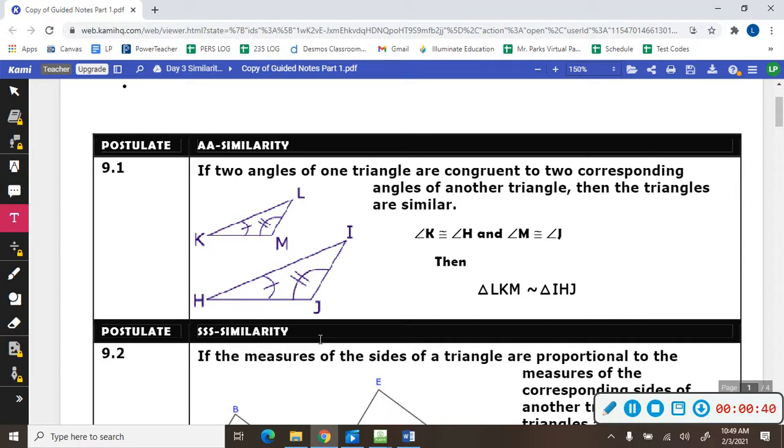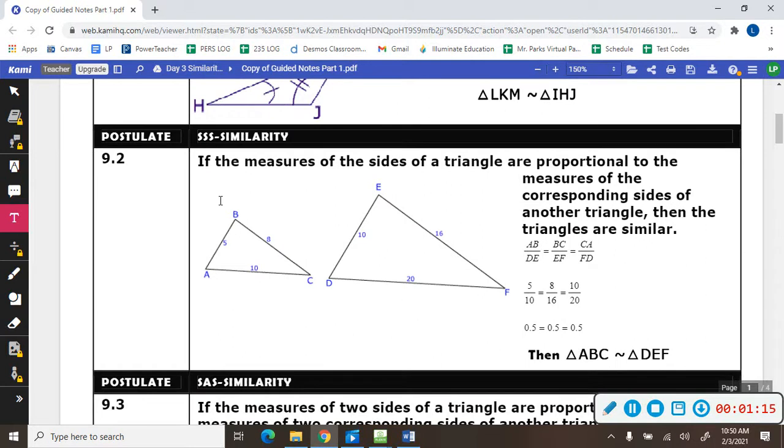And one of the postulates is if you know two angles are congruent to the other two angles, then the triangles are similar. So you could call this the AA postulate for similarity. So if two angles, like K is equal to H, M is equal to J, that would be called the AA postulate, saying that yes, those triangles are similar. So if you know two angles, that's enough to show that they're similar.